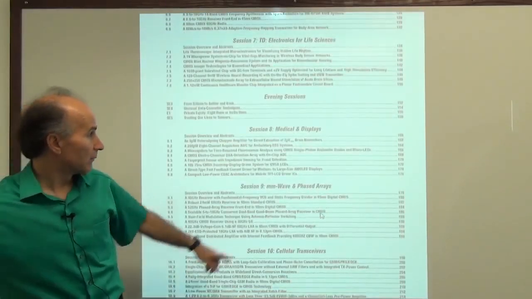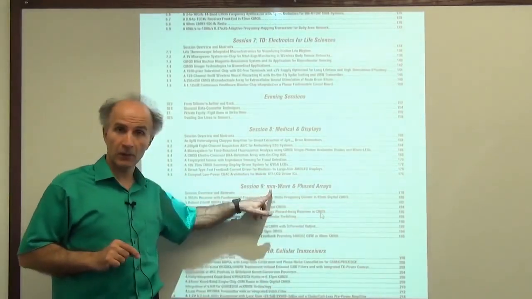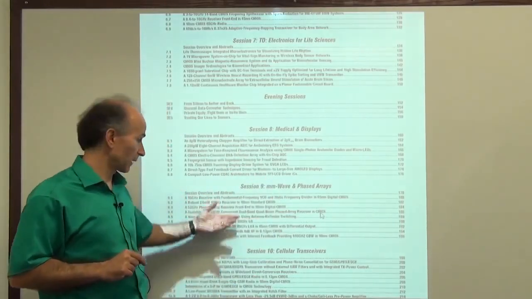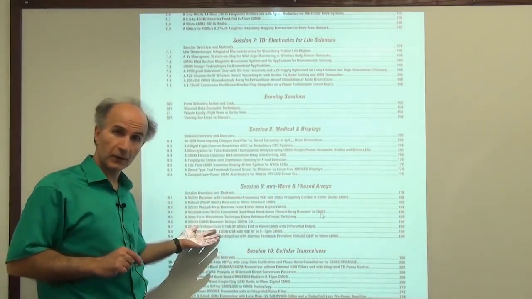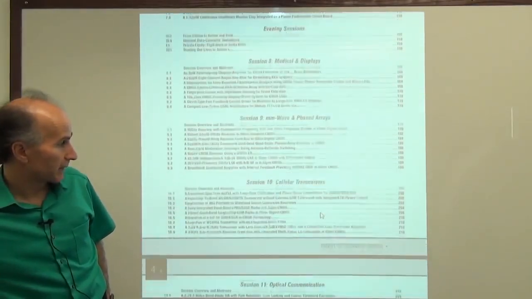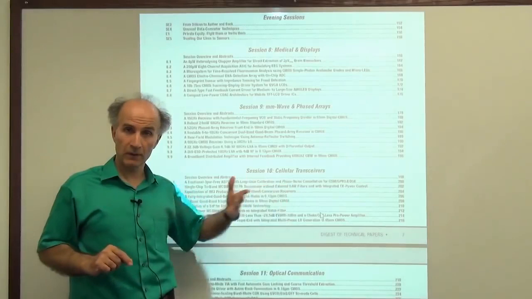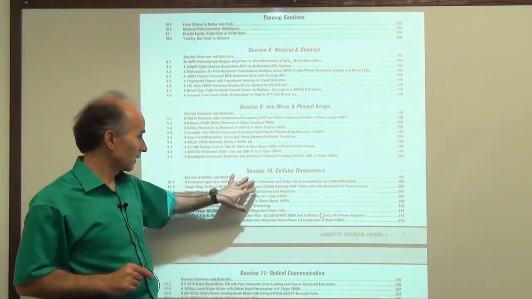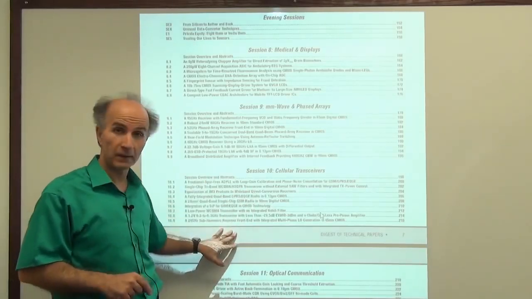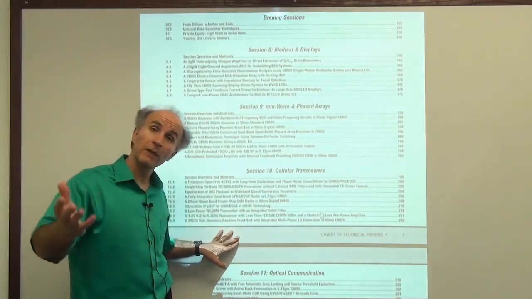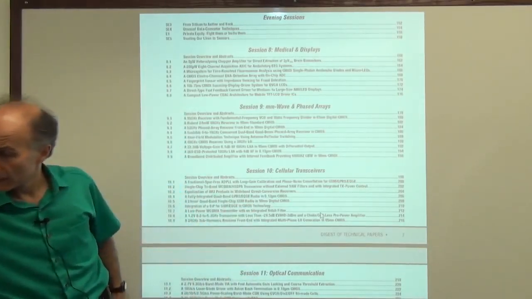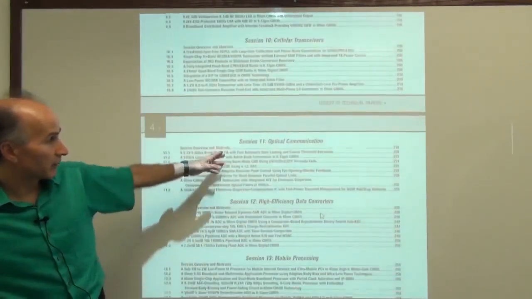Then we have millimeter wave and phased arrays. Millimeter waves are frequencies above 30 gigahertz, and they have many interesting applications. These are all circuits related to these types of frequencies. Then we have cellular transceivers. Cellular means your cell phone. These are wireless transceivers that go into your cell phone. So we have many papers on these. Far from saturation, far from being mature, because there's still a great deal of work to be done on this stuff. And then we have optical communications.